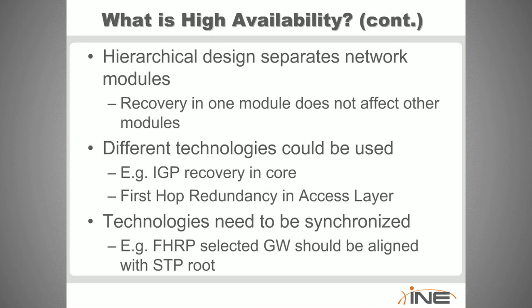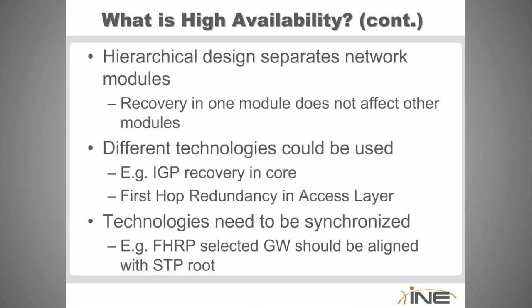And what we're going to focus on here today is going to be first hop redundancy in the access layer. So first hop redundancy is going to refer to redundancy for the default gateway of the end hosts on the network. So when we pick up our IP phone to make a phone call, the phone itself is not going to be running some sort of routing protocol. It's going to have a default gateway that's generally learned through DHCP.